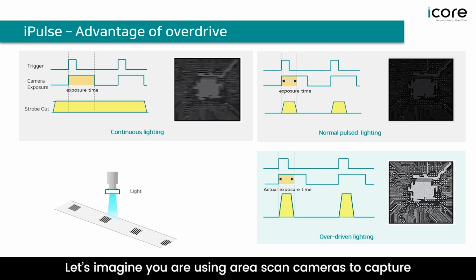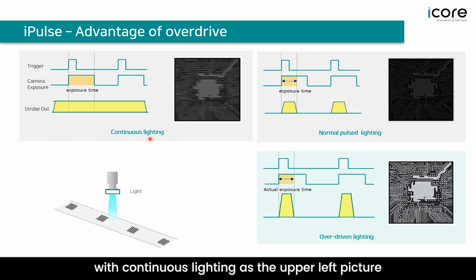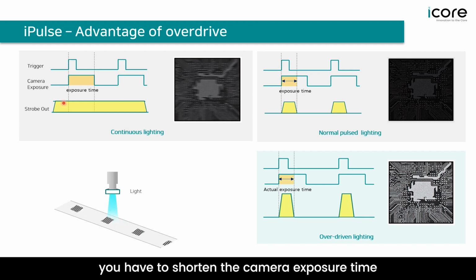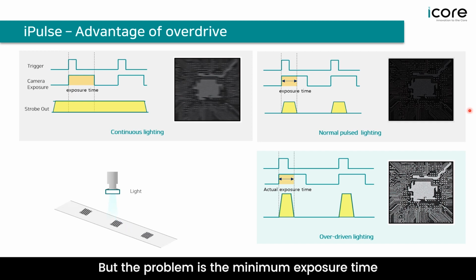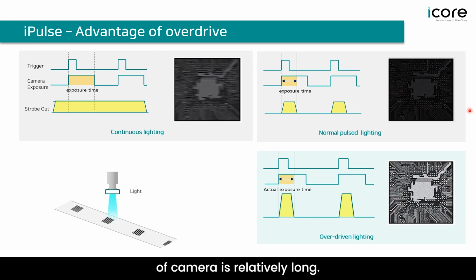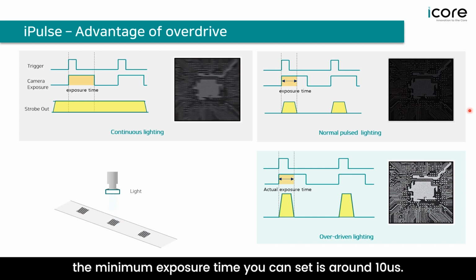Let's imagine you are using area scan camera to capture very fast moving object. With continuous lighting, as in the upper left picture, you have to shorten the camera exposure time to reduce the motion blur. But the problem is that the minimum exposure time of camera is relatively long. Because of the limitation of its image sensor, the minimum exposure time you can set is around 10 microseconds.